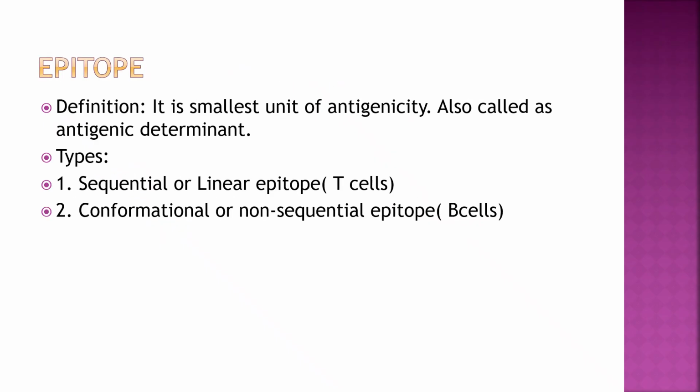Then we will see epitope. So what is epitope? It is the smallest unit of antigenicity. It is also called antigenic determinant. And there are two types of antigenic determinants. One is sequential or linear, and it is mostly seen in T cells. And second is conformational or non-sequential epitope. So it is mainly associated with the B cells.